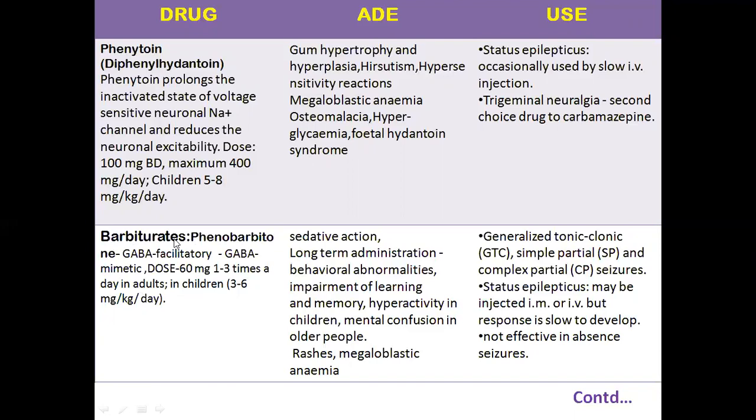Here you can see phenobarbital, which is a GABA facilitator, GABA mimetic. The dose of phenobarbital is 60 milligram 1 to 3 times a day in case of adults, and in case of children the dose should be 3 to 6 milligram per kg per day.